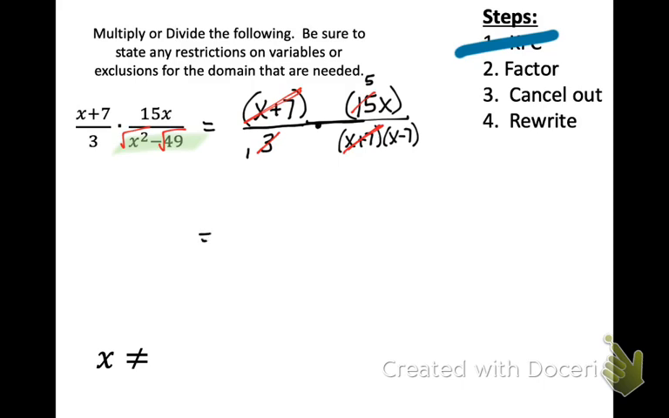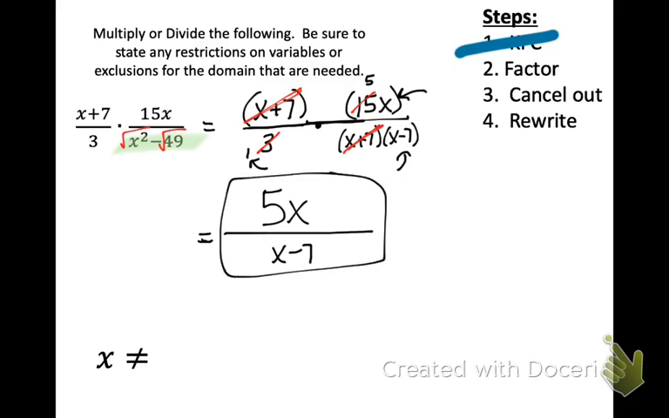So let's see what we have left. On the top I have 5x left. Remember this x right here, I didn't do anything with it. On the bottom I have a 1, which I don't really need to write, but I also have an x minus 7. So there's my final answer. Again, we cannot cancel these two x's out because the bottom x is attached to the 7 using subtraction.